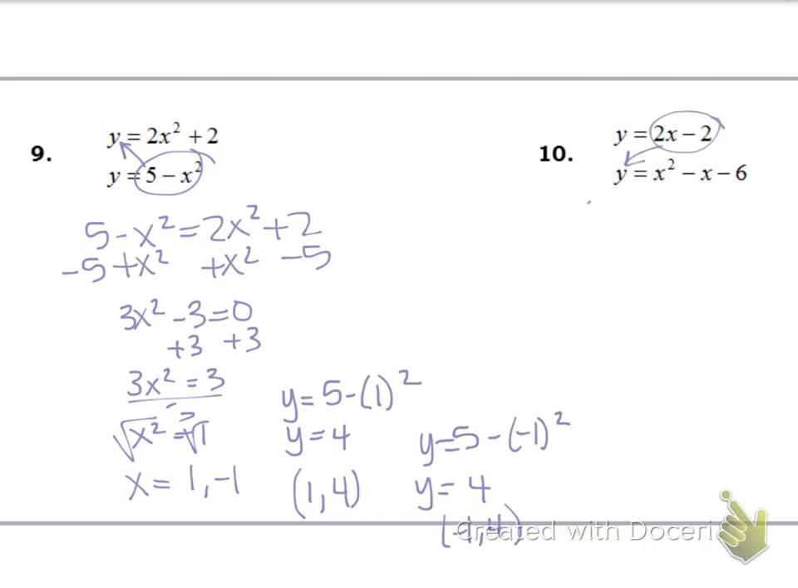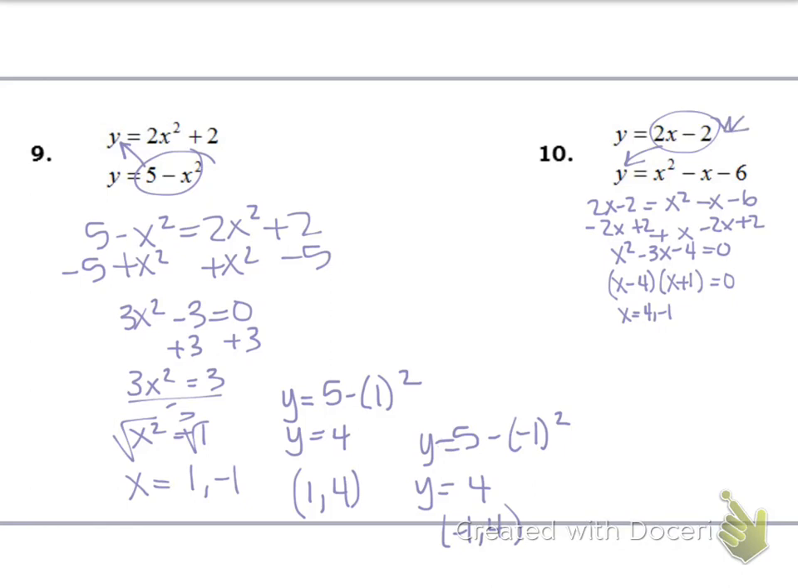Okay, plop it in. Got x squared and x, so we're going to move it all to my x squared side. Multiplies to negative 4, adds to negative 3 is negative 4 and 1. So when I do my ZPP, I'll get 4 and negative 1. Plugging it back in, I'm going to plug it into my top equation. So 2 times 4 gets me 8, minus 2 is 6. 2 times negative 1 is negative 2, minus 2 is negative 4.